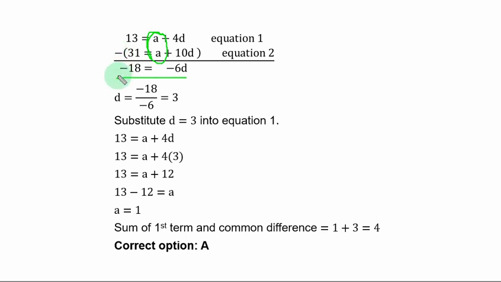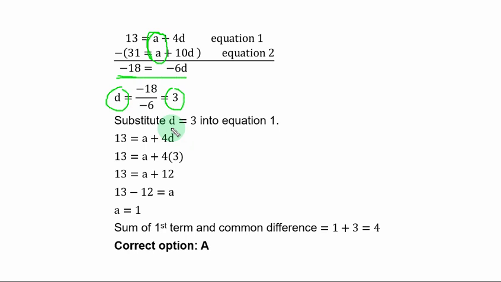So when you subtract 13 minus 31, you have minus 18. A minus A is 0. 4D minus 10D, you have minus 6D. To get D, divide both sides by minus 6, and D is equal to 3.